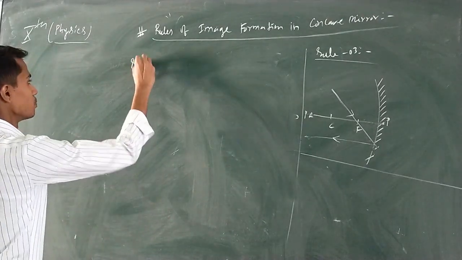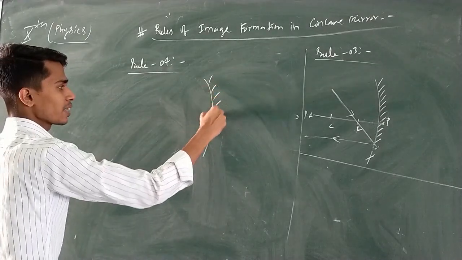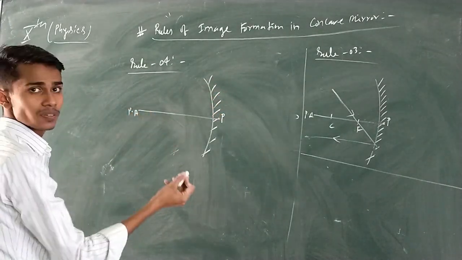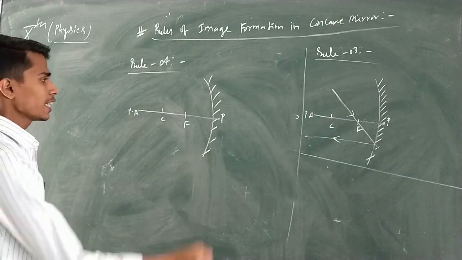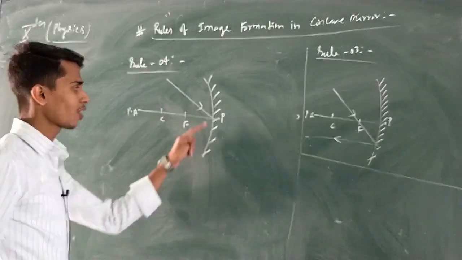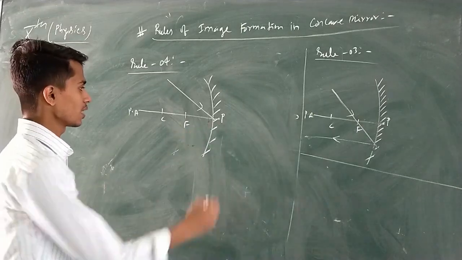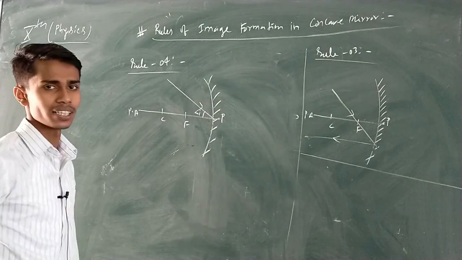Rule 4. Again, a spherical mirror is taken. This is pole. This line is representing principal axis. This is focus, and this is center of curvature. Now, the ray of light is incident at the pole of a concave mirror. Suppose from source of light, a ray of light is falling like this. That's incident ray incident at the pole of a concave mirror. The incident ray making any angle with the principal axis. Let this be angle of incidence.